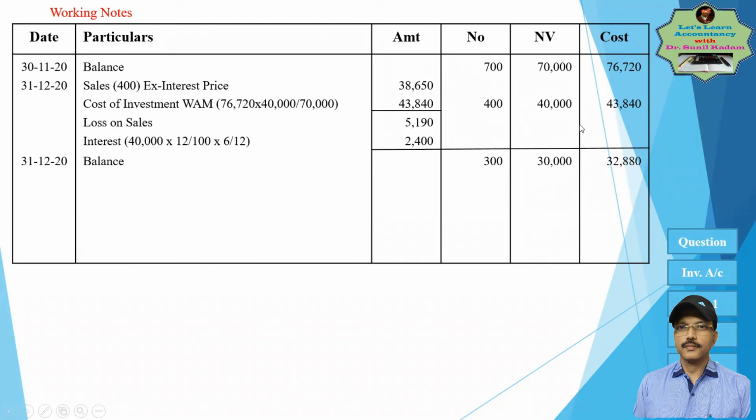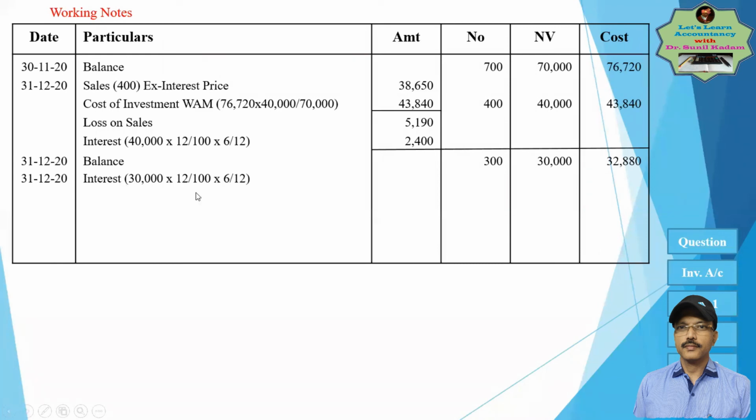On this 30,000, interest will be received on 31st December. Why is it 6 months? Because it's the same one we have already calculated, so we will not check it out again. It is the same date. So 6 months accrued interest is there.